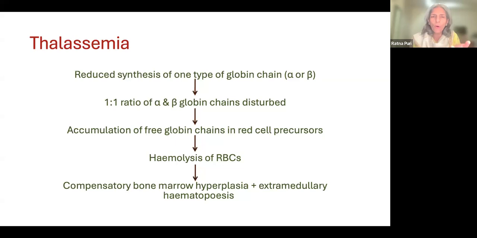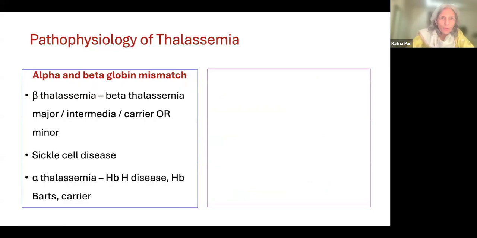So there's going to be more alpha, less beta, and it's going to precipitate in the RBC precursors. Because of that, it injures the cells, there's hemolysis, the hemoglobin falls, then the bone marrow becomes hyperactive in an effort to maintain the hemoglobin. And then we get the entire phenotype of beta thalassemia because of extramedullary hematopoiesis. So you can see, I've already talked to you about this. So we can have beta thalassemia major, intermediate, or carrier. Carriers or minors are not symptomatic.